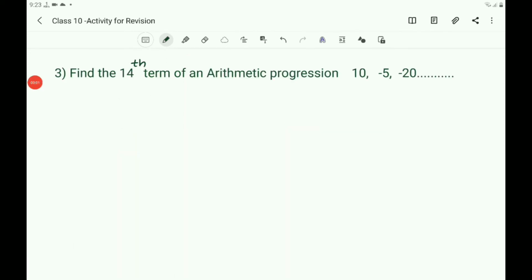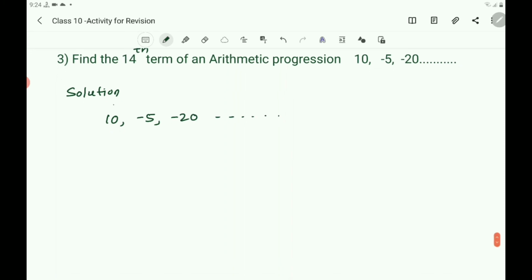The fifth main third question is: find the 14th term of an arithmetic progression 10, minus 5, minus 20, and so on. Take the solution here. Write the AP 10, minus 5, minus 20, and so on. So this is A1, A2, A3 and so on. We have to find out A14.